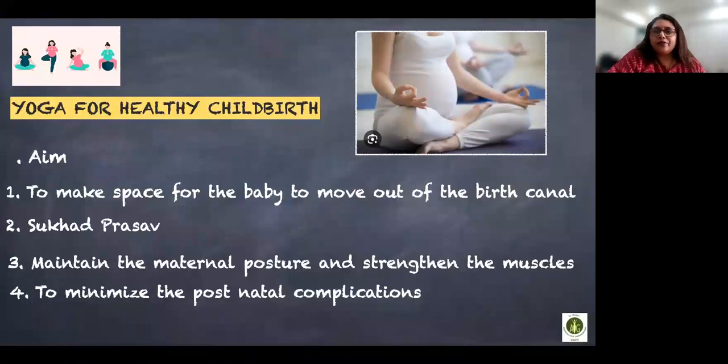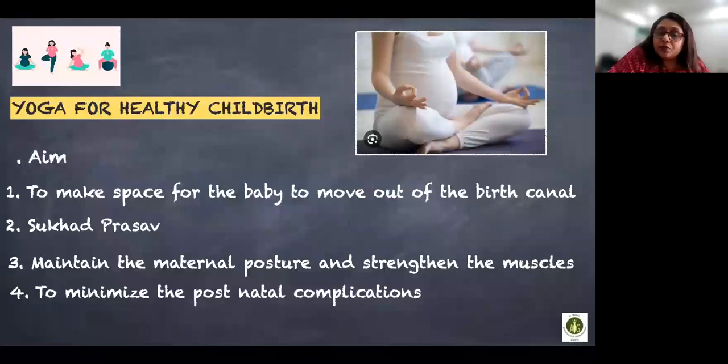Hello, everyone. I'm Dr. Shruti, Ayurveda, from Mumbai. I pay my heartfelt gratitude to all my gurus, my father, and our most beloved Dr. Nutan. I hope my colleague Dr. Gayatri has given a clear picture about childbirth and the stages of labor. Carrying forward, I would like to throw some light on how yoga plays an important role in healthy childbirth.